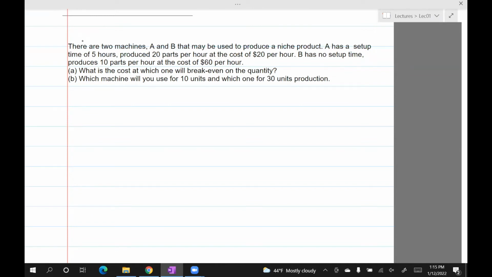There are two machines, A and B, that may be used to produce a niche product. A has a setup time of 5 hours.